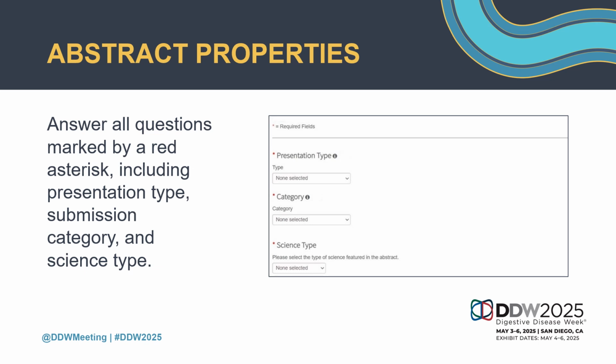On the next screen, you'll be asked to complete several questions about your abstract, like science type, and to also select an abstract submission category and subcategory. All questions marked by a red asterisk are required. When complete, click the Continue button at the bottom of the page.